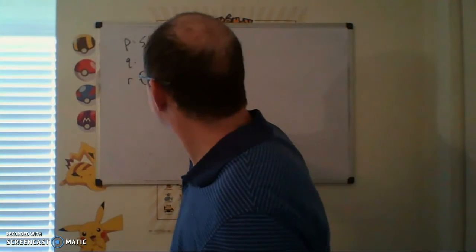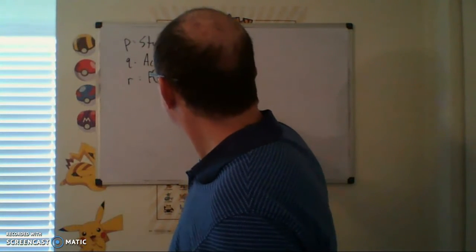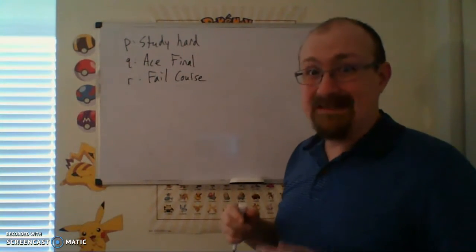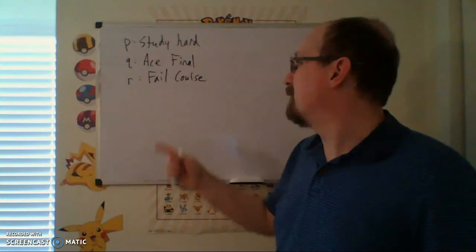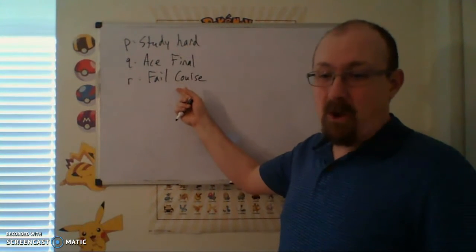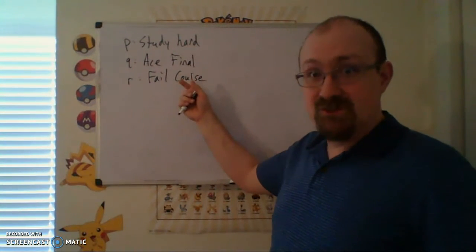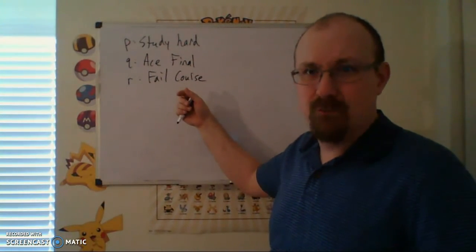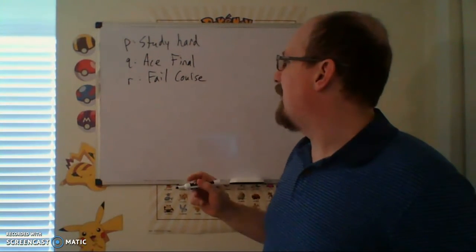It's okay if you have it phrased a little bit differently if you're not given a symbolic structure in the first place. But yeah, so the statement R I'm going to call just failing the course, and that means I'm going to need to work a negation into my symbolic statement.